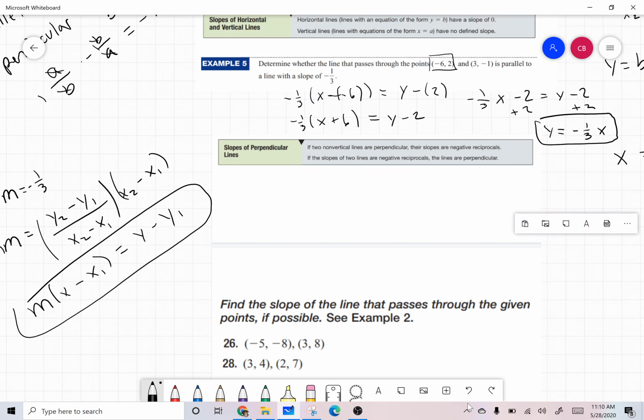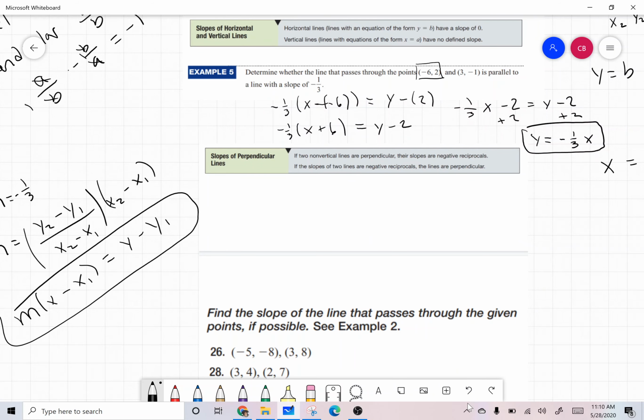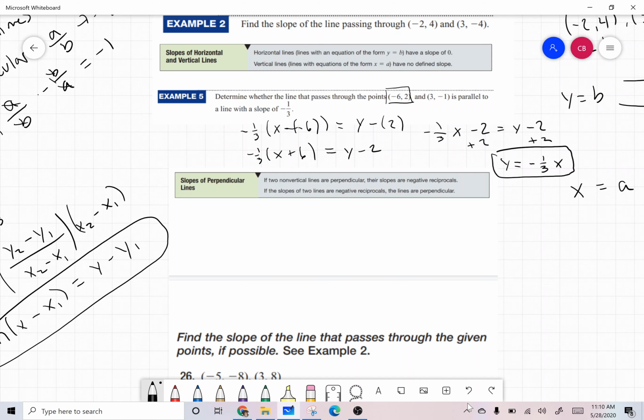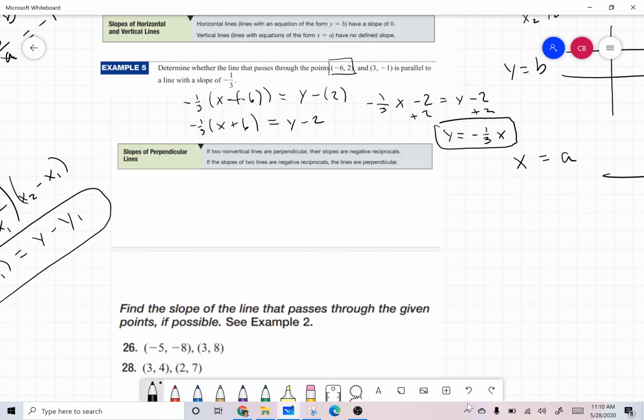gives us the following. Now, let's make sure this passes through the point 3, negative 1. So we have 3, negative 1. So that means negative 1 is equal to negative 1/3 times 3. And this is obviously a question mark.